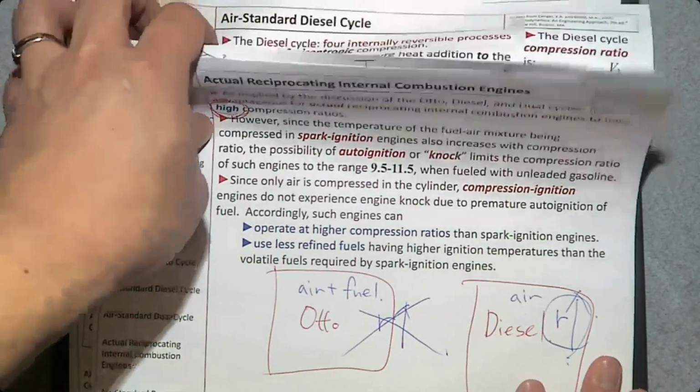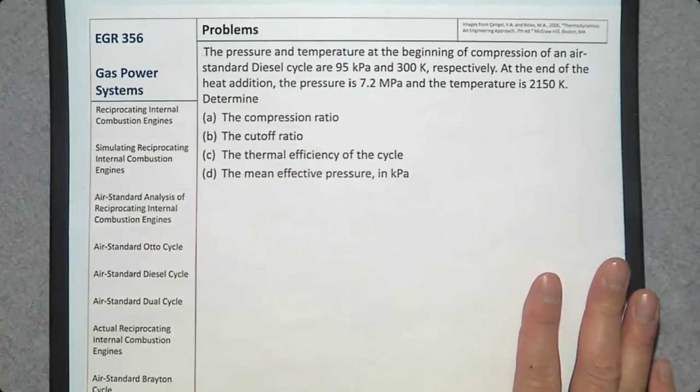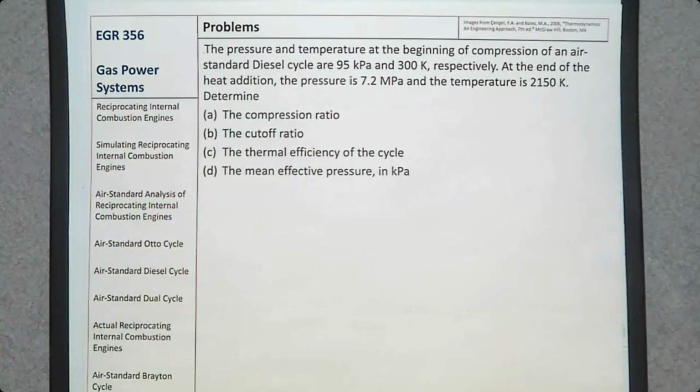that's everything. Let's practice a problem for this diesel cycle. So actually this air standard analysis is pretty simple because there's only one table that you are going to use: the ideal gas properties of air, table A22.